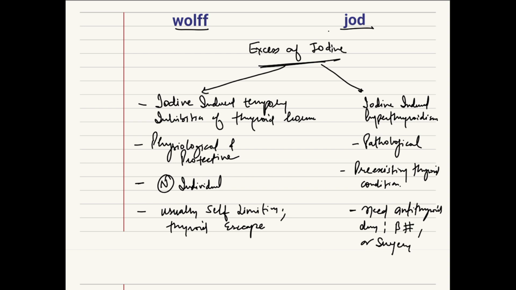We can remember this by W is for Wolff and W is for withhold the synthesis of thyroid hormone, and J for Jod and J for jumpstart the synthesis of thyroid hormone. This is the summary of Wolff and Jod effect, and this concludes the first lecture.